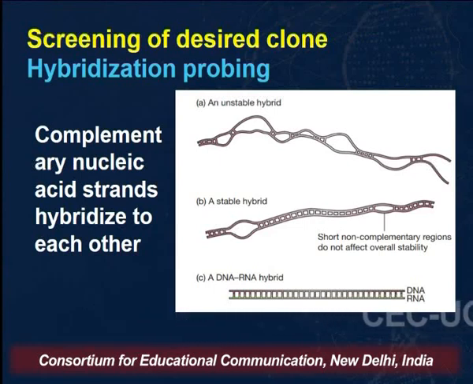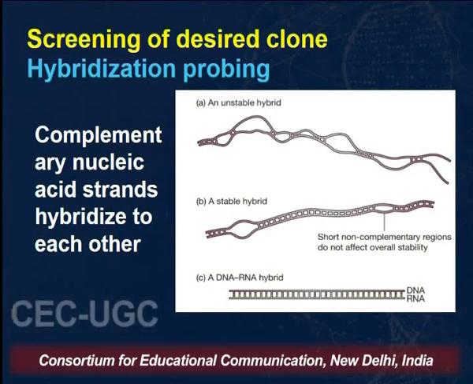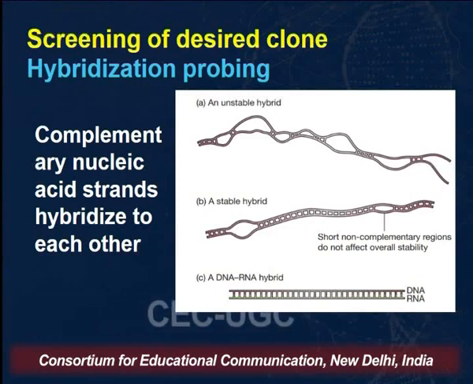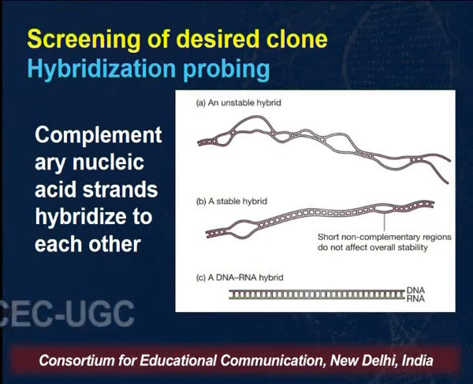What does this picture represent? It represents that if there are fewer complementary regions in the two strands, you will still have sporadic regions which are complementary to each other coming together, but that would basically be an unstable hybrid, because there are many portions which are not complementary, and only a few portions which are complementary to each other.